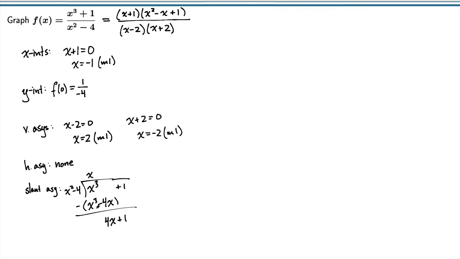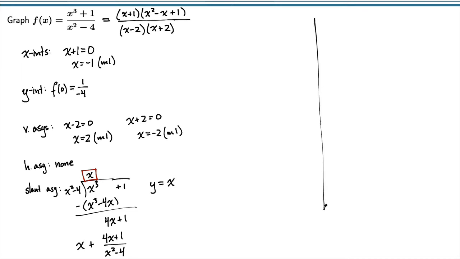This has a degree less than the x squared minus 4, so we're done with our division. The division gives us x plus, and then 4x plus 1 over x squared minus 4. For the slant asymptote, the equation of the slant asymptote is simply that quotient. So y equals x is the equation of our slant asymptote.